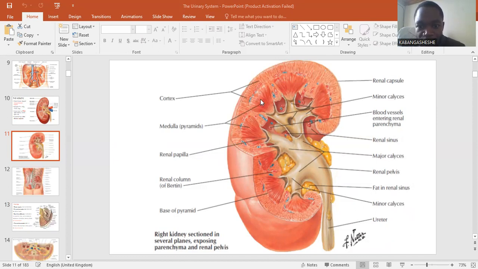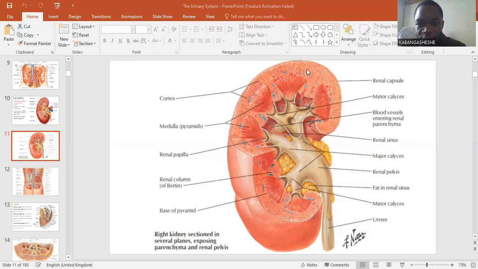Now, we're saying we have two distinct zones. There are these triangular or pyramidal-shaped structures which seem to be denser in color. So when you cut a kidney, this will appear darkish. Then the surrounding tissue will appear brownish. So this will be brown, this will be dark in terms of appearance. Okay, now we'll start with the outer part. So this outer and lightly appearing zone is what we call the renal cortex. So that is the renal cortex.